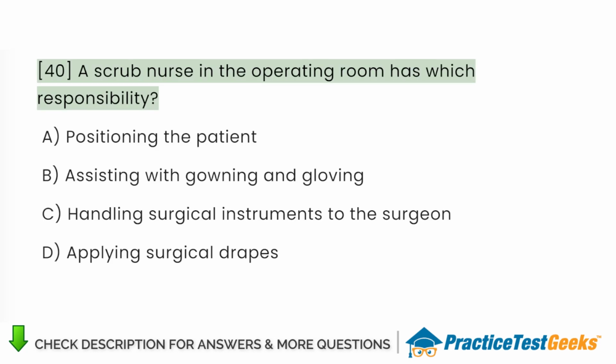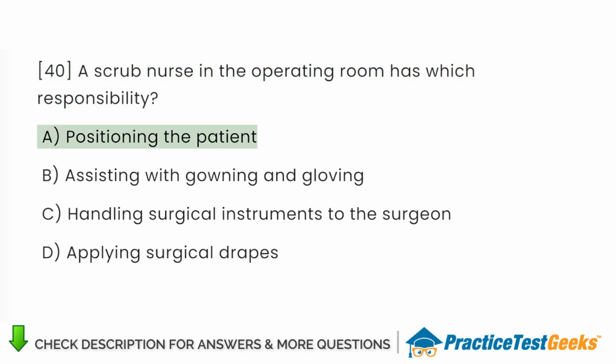A scrub nurse in the operating room has which responsibility? A. Positioning the patient. B. Assisting with gowning and gloving. C. Handing surgical instruments to the surgeon. D. Applying surgical drapes.